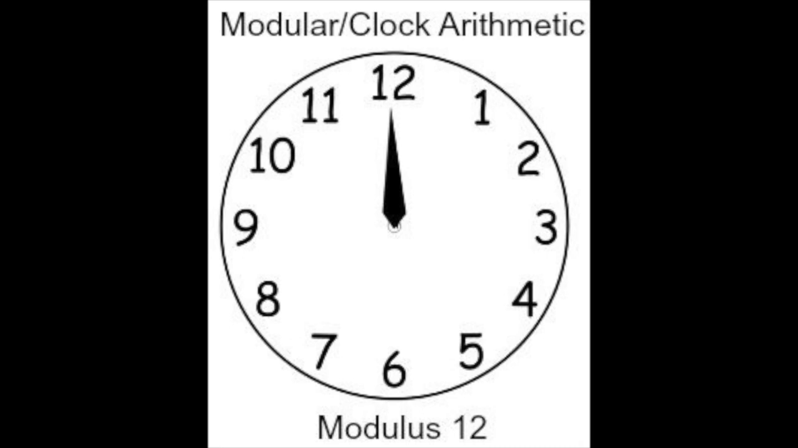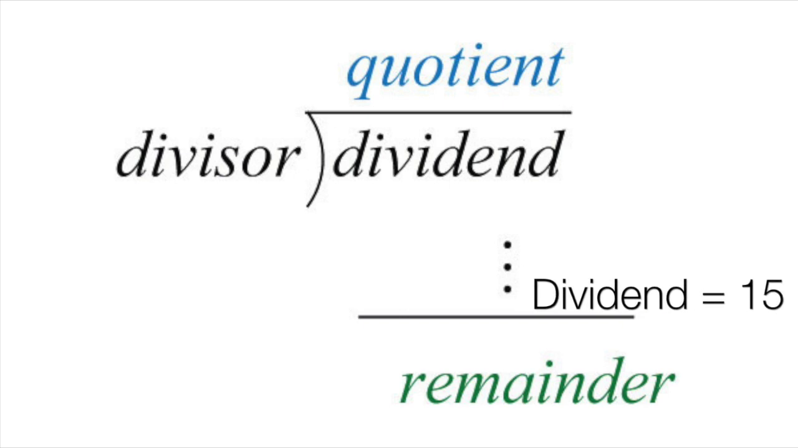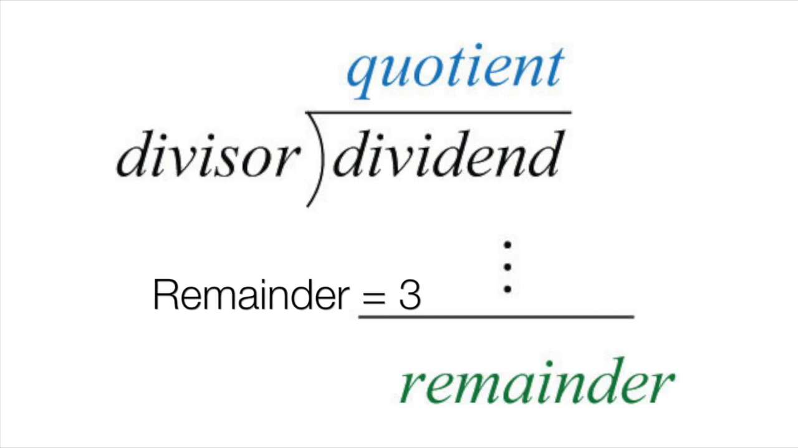However, our number 12 is equivalent to 0 because when we get to 12, we start back at 1. So for this problem, our divisor is 12. The dividend is the number 15. And 12 goes into 15 once with a remainder of 3.